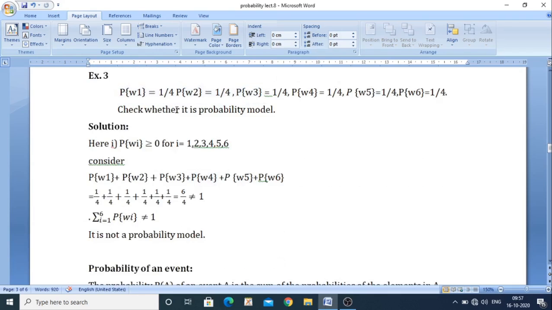P of omega 1 is 1 by 4, P of omega 2 is 1 by 4, P of omega 3 is 1 by 4, P of omega 4 is 1 by 4, P of omega 5 is 1 by 4, and P of omega 6 is also 1 by 4. Check whether it is a probability model.